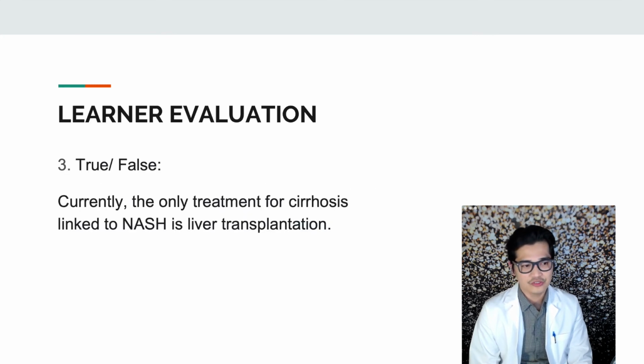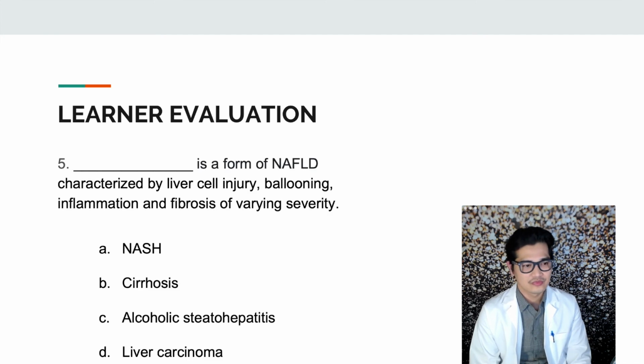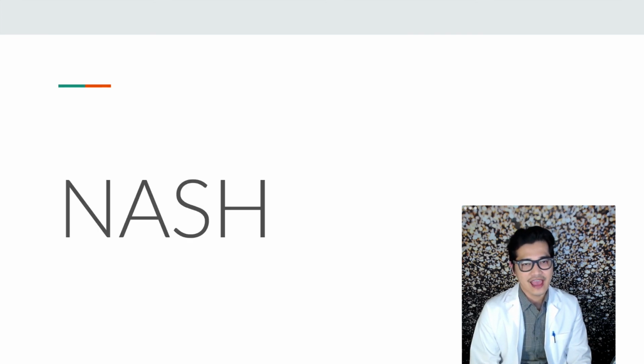Next question, true or false? Currently, the only treatment option for cirrhosis linked to NASH is liver transplantation. That is true. Next, true or false? The pathogenesis of NAFLD and NASH is complex and multifactorial. True. Last question, blank is a form of NAFLD characterized by liver cell injury, ballooning, inflammation, and fibrosis of varying severity. The answer is A, NASH.